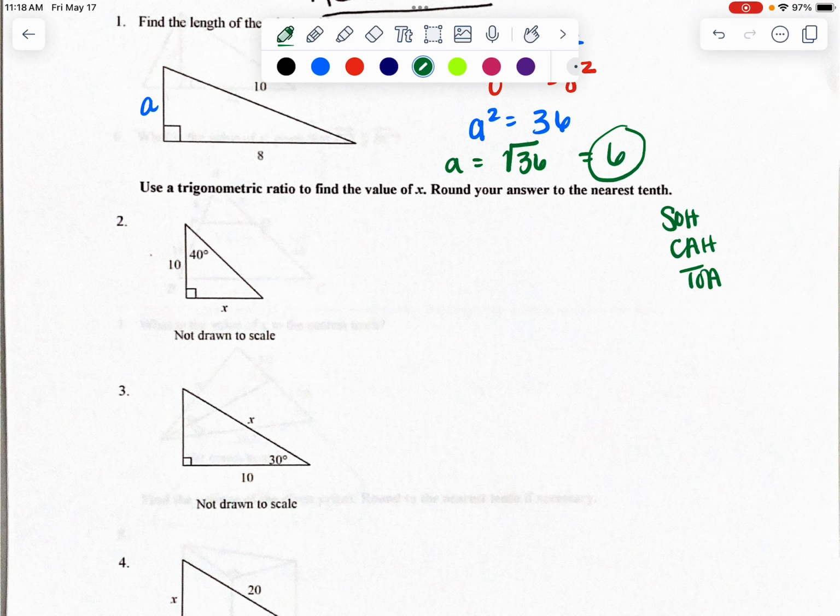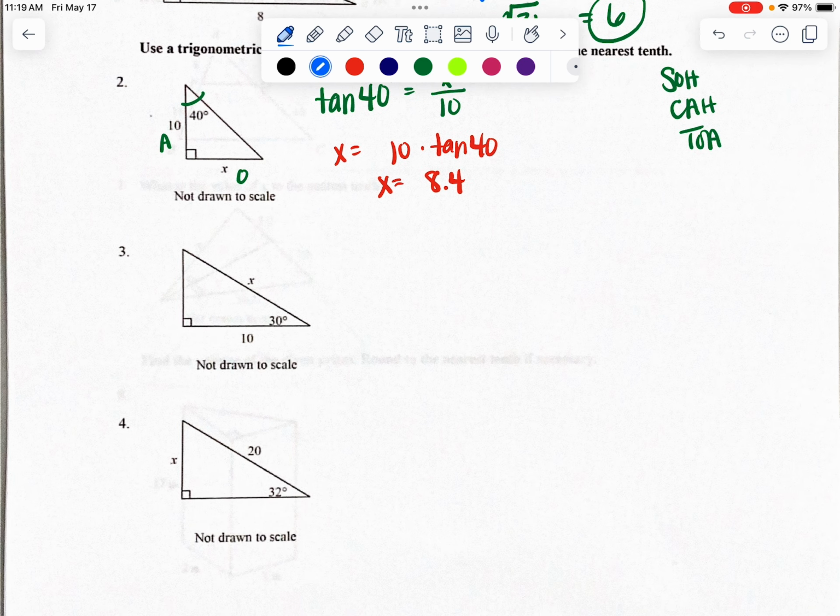Number 2, here's my angle. In reference to my angle, x is the opposite and 10 is the adjacent. So this one would use tangent. So I'm going to have the tangent of 40 degrees is equal to the opposite over the adjacent legs. And then I just have to solve that. In order to do that on this one, I would be doing 10 times the tangent of 40. So on my calculator, I'm typing in 10 times the tangent of 40. And rounded to the nearest tenth, you get 8.4.